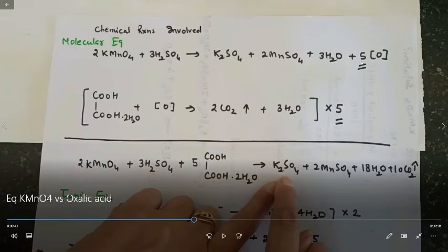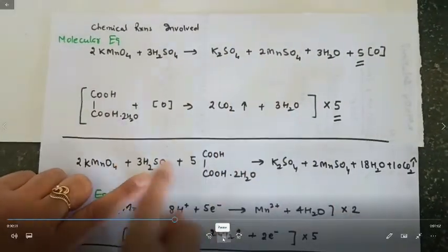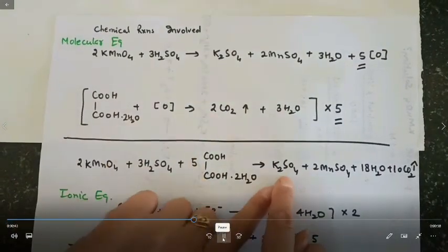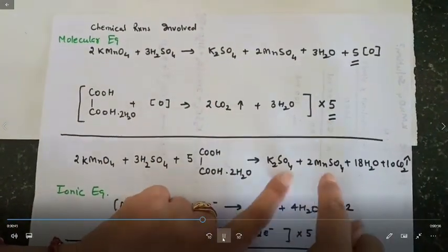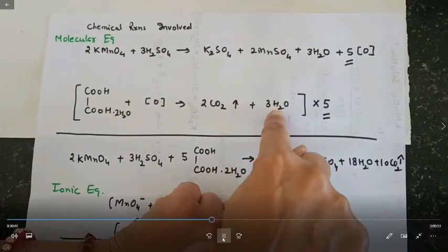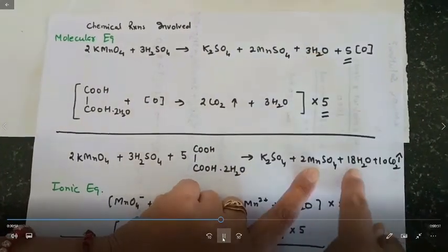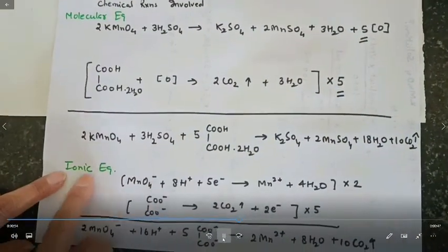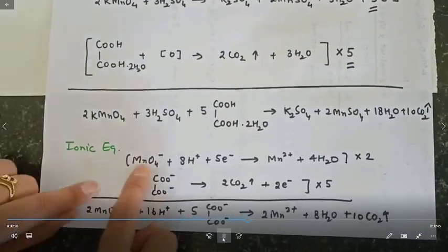Since 5 oxygen is produced in the previous equation, here we have to multiply this equation by 5 just to balance these two equations. So this is 5 times oxalic acid. These 5 nascent oxygen will cancel out, giving K2SO4, 2MnSO4, then 5 times 3 is 15 plus 3, 18 H2O, plus 5 times 2, 10 CO2. So that is the molecular equation.